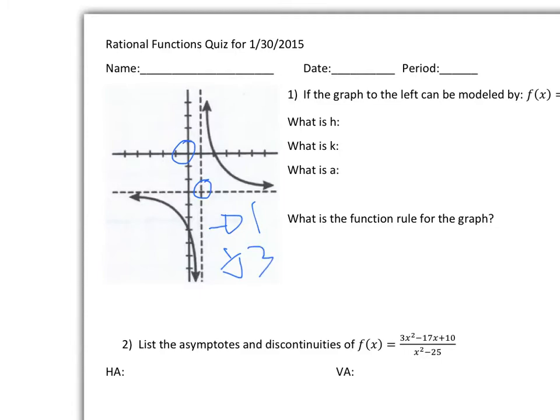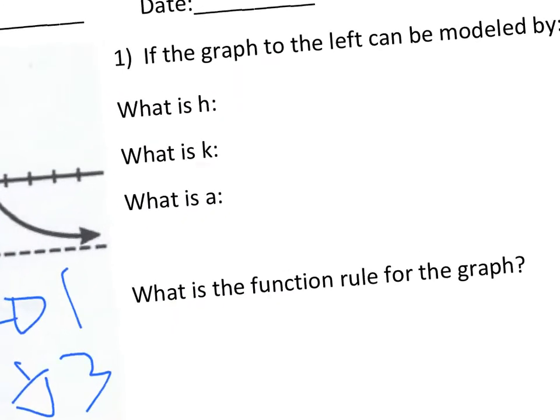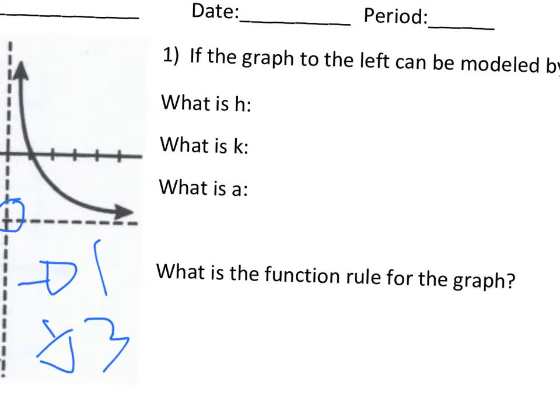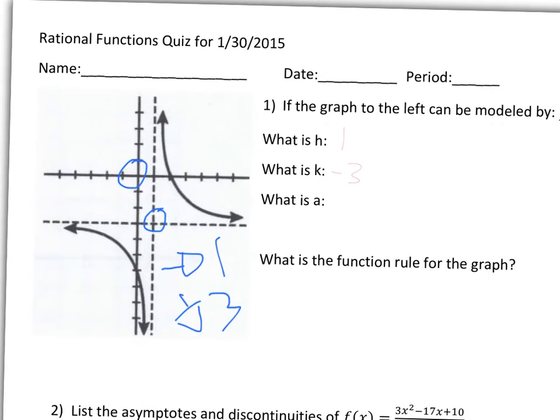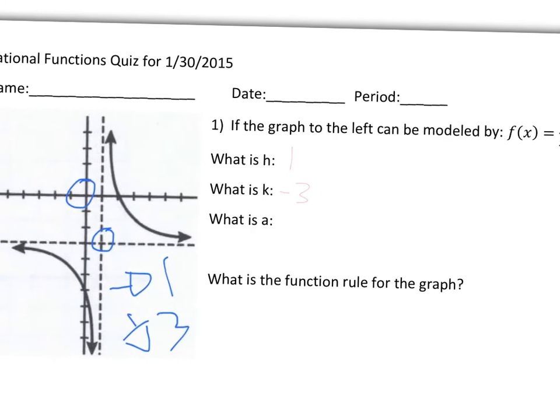All right, remembering our transformations, sorry about that, we now know that h is shifting right and left, and k moves up and down. So we can go in here, and we can say that h is 1, and k is negative 3. All right, to find out a, we're going to have to do a little bit more work.